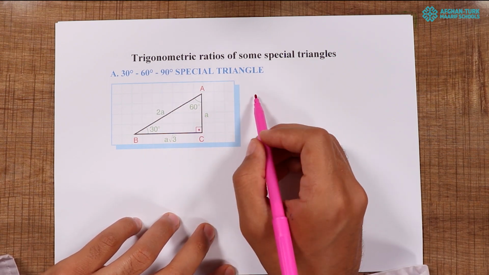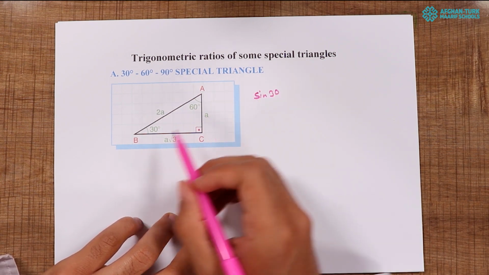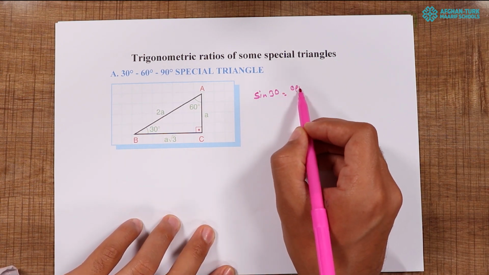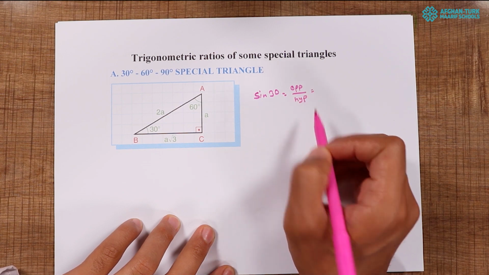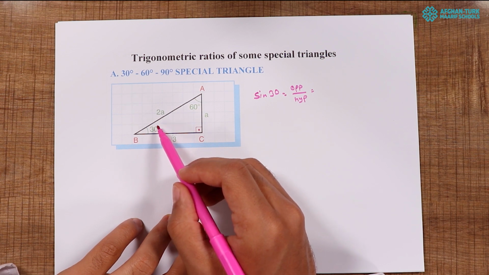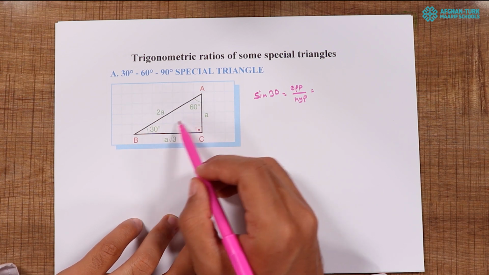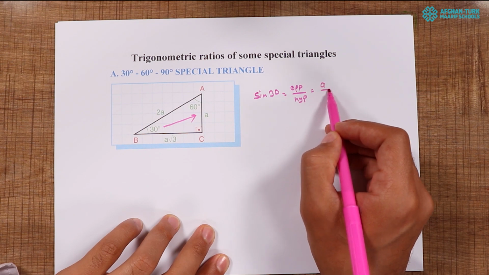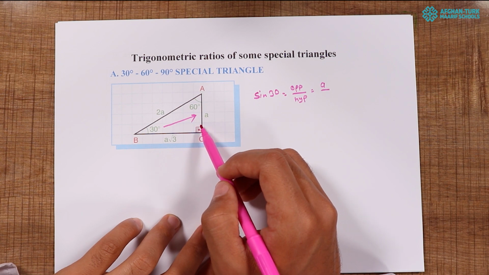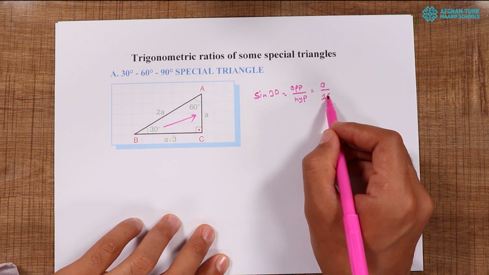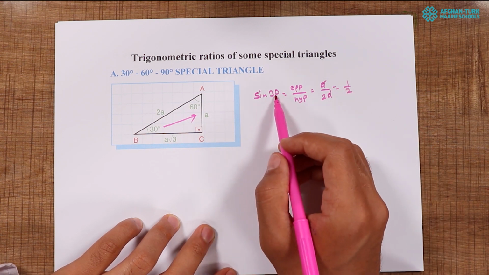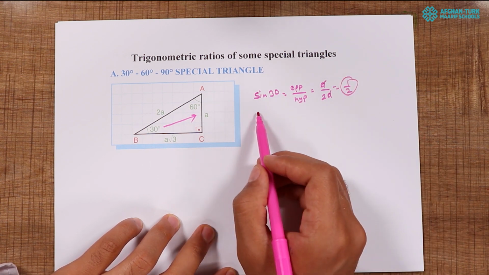60 degrees. So sine 30, it means sine of angle B is equal to opposite over hypotenuse. Did you remember? Opposite over hypotenuse. What's the opposite side of angle 30? It means here, a. Our hypotenuse is in front of the right angle, 2a. When we cancel a and a, it is equal to 1 over 2. It means sine 30 degrees is always 1 over 2.